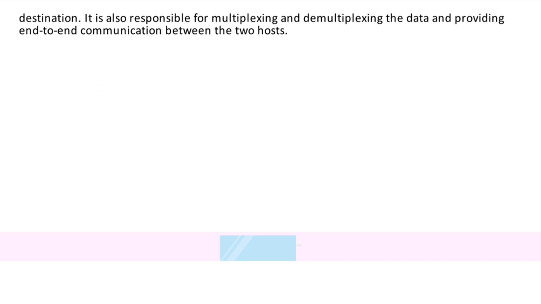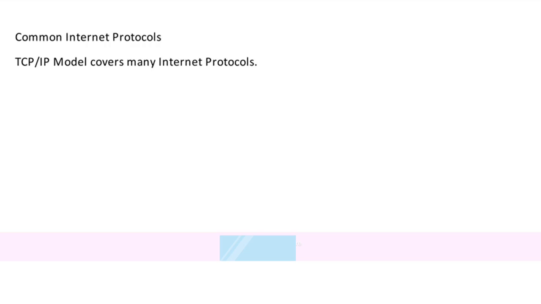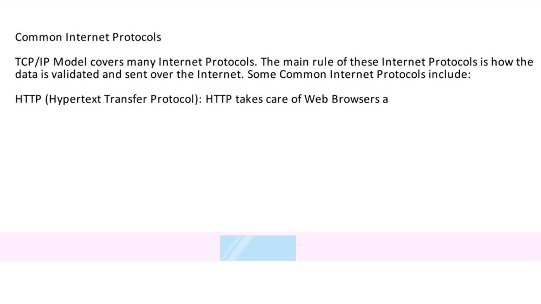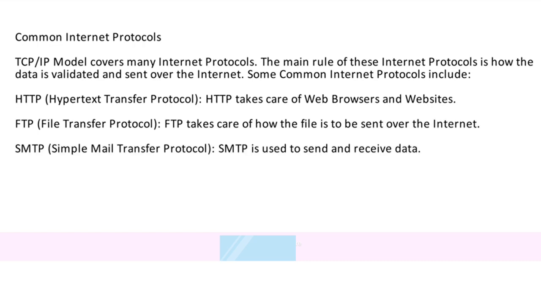Other common internet protocols. The TCP/IP model covers many internet protocols. The main role of these internet protocols is how the data is validated and sent over the internet. Some common internet protocols include HTTP, Hypertext Transfer Protocol. HTTP takes care of web browsers and websites. FTP, File Transfer Protocol. FTP takes care of how the file is to be sent over the internet. SMTP, Simple Mail Transfer Protocol. SMTP is used to send and receive data.